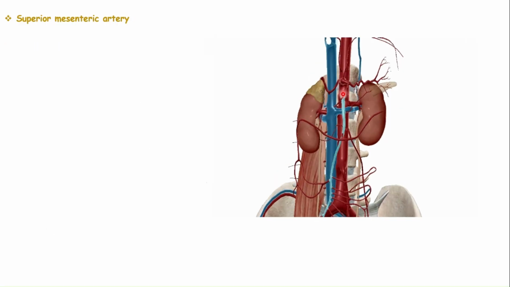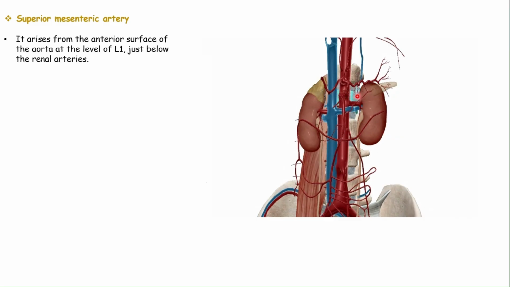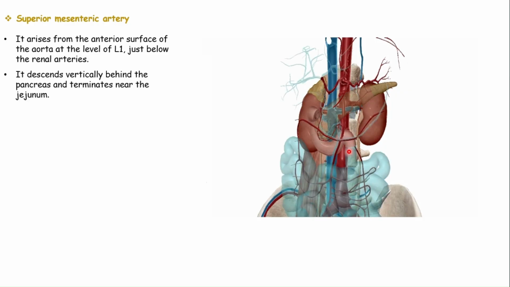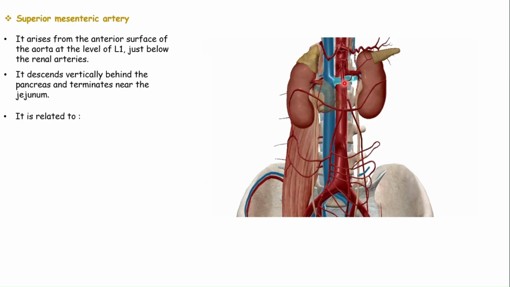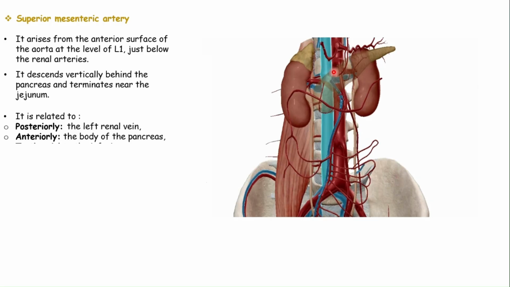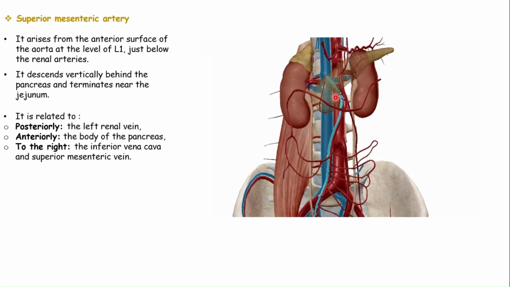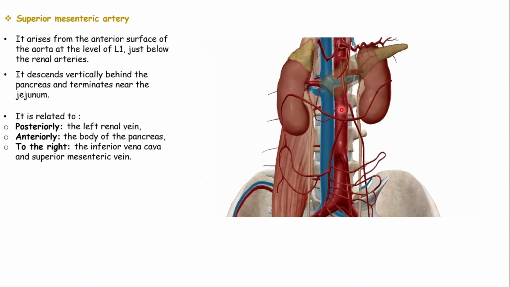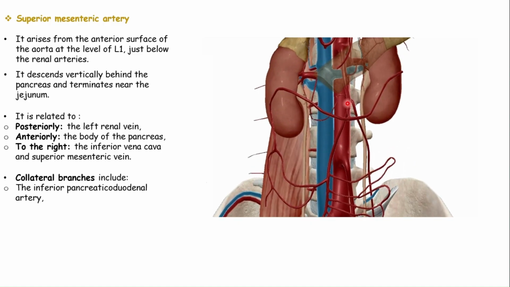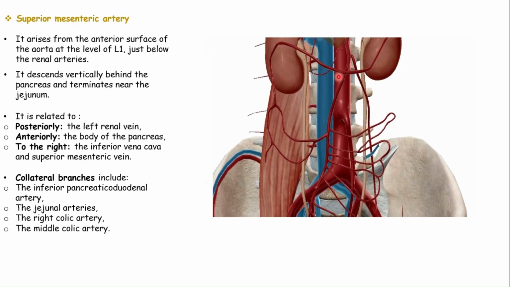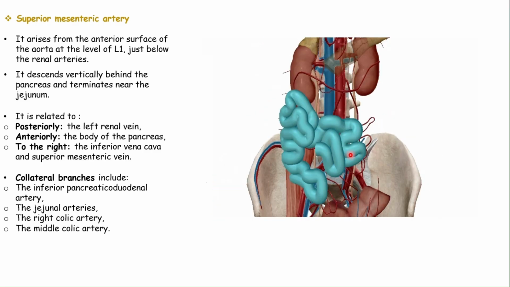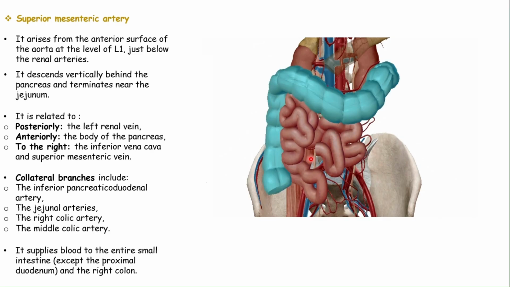The superior mesenteric artery arises from the anterior surface of the aorta at the level of L1, just below the renal arteries. It descends vertically behind the pancreas and terminates near the jejunum. It is related, posteriorly, to the left renal vein, anteriorly, the body of the pancreas, and to the right, the inferior vena cava and the superior mesenteric vein. Collateral branches include the inferior pancreatico-duodenal artery, the jejunal arteries, the right colic artery, and the middle colic artery. The superior mesenteric artery supplies blood to the entire small intestine and the right colon.